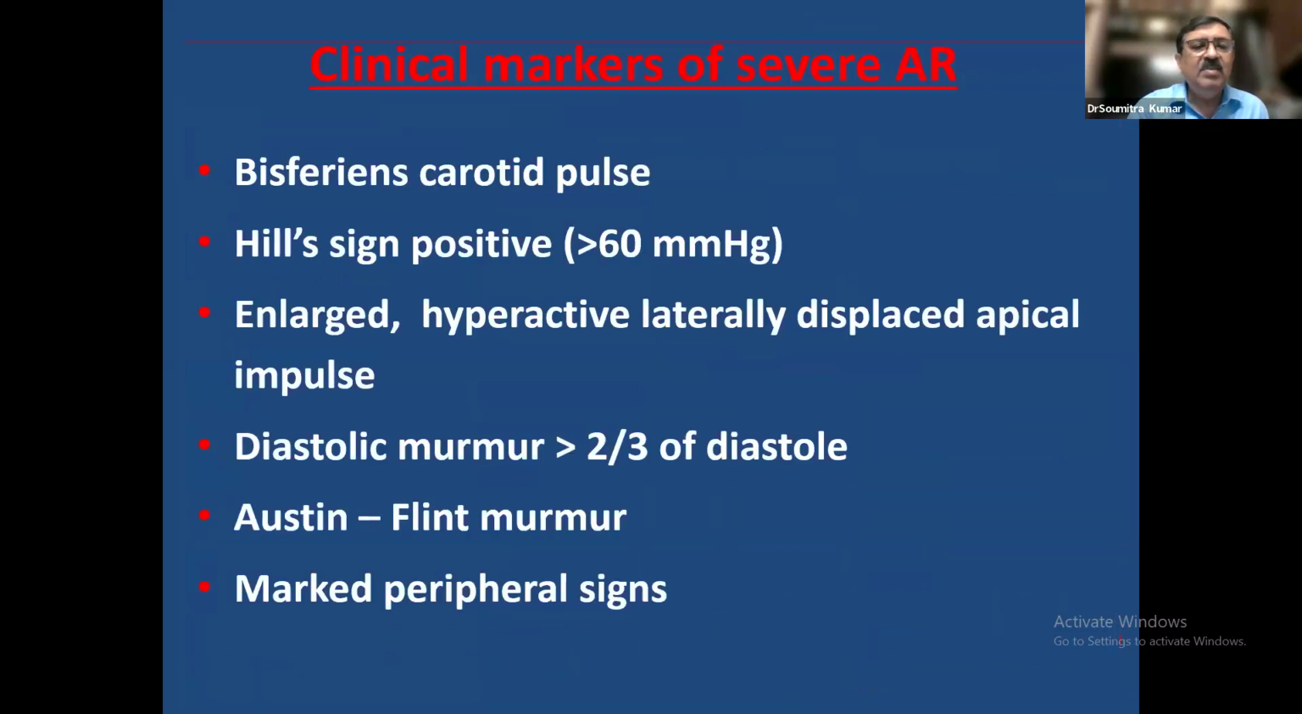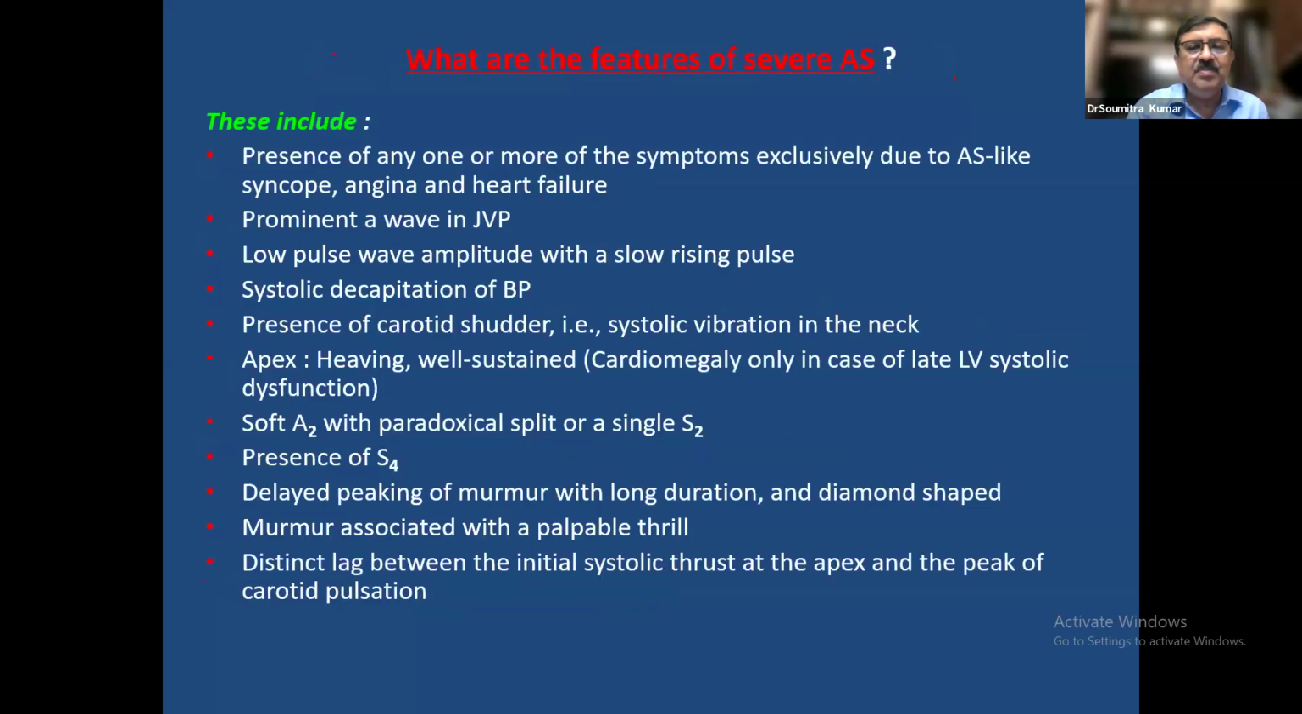Severe AR: bisferiens carotid pulse, Hill sign positive, enlarged, hyperactive, laterally displaced apical impulse, diastolic murmur long, more than 2/3 of diastole, the presence of Austin Flint, and marked peripheral signs. Why am I mentioning the individual signs? Because these are modified in presence of a combination of valve lesions. So it is important to know what we get in pure severe AR and what we get even with severe AR in presence of other valvular lesions.